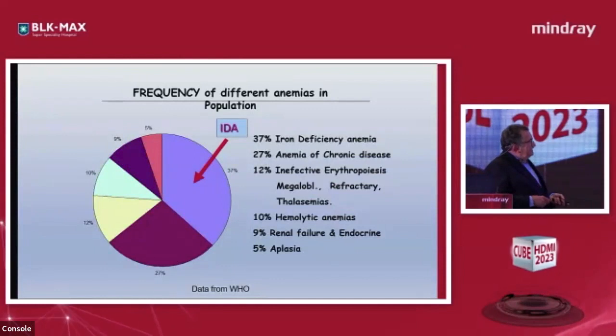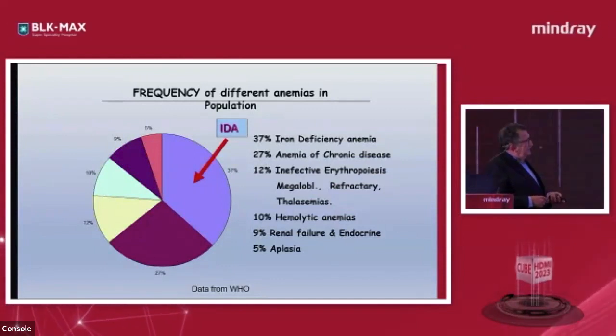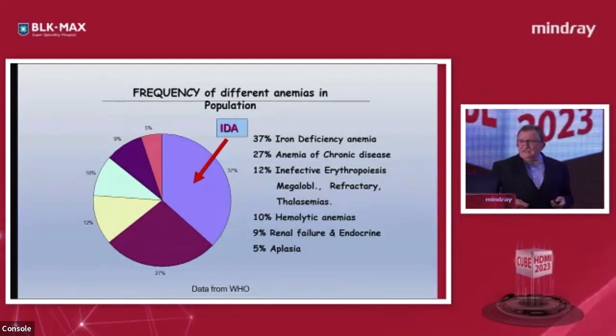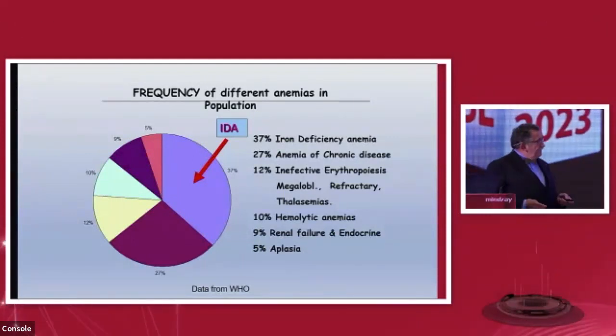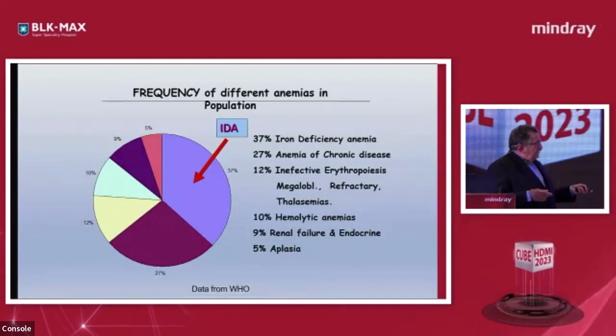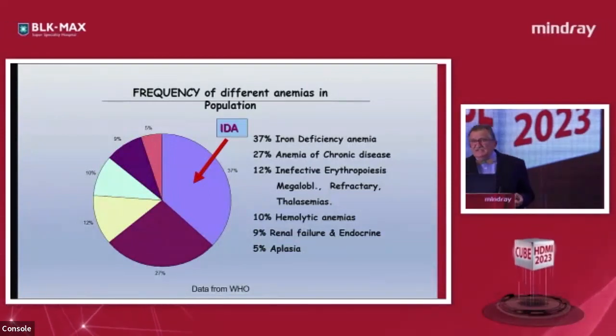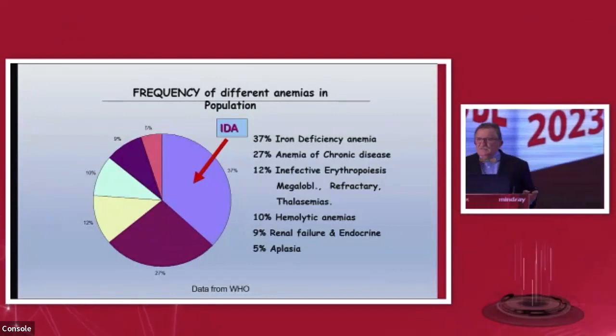I divided the anemia into the more common causes. And as we can see, iron deficiency anemia is 37% of the diagnoses of anemia. In a general population, the anemia of chronic disease is 27%, but this is not what happens in the hospital setting.